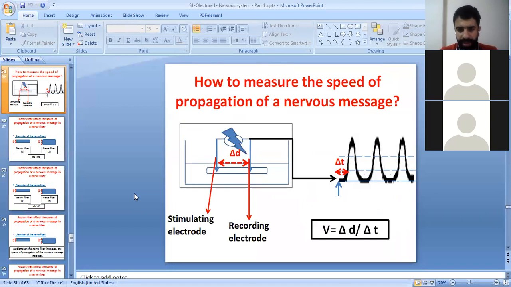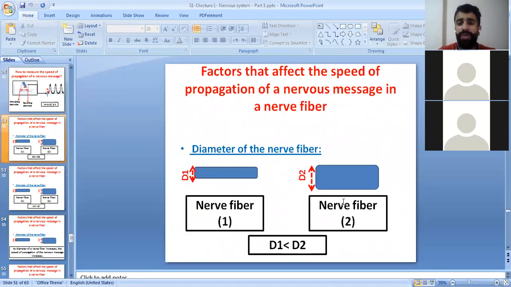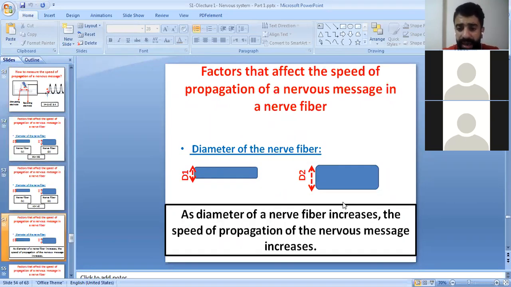How do we measure the speed? You know, in physics, the speed is delta d over delta t. It's the distance over the time. Okay? This is general information. We're not going to solve it as physics, but this is information you have to know. Also, what are the factors that affect the speed of propagation of the nervous message? One of these is the diameter of the nerve fiber. As the diameter of the nerve fiber increases, the message will propagate faster.